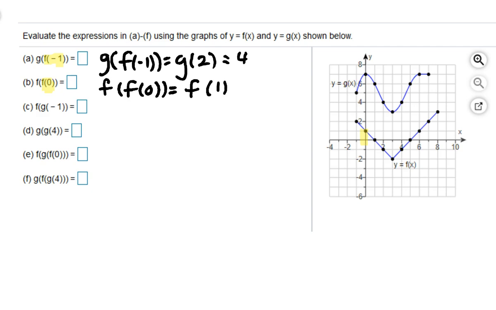So I worked out f of 0 to be 1. Now I want to work out what f of 1 is. Here's an x value of 1, and I'm already on the graph of f. That's a y value of 0. Let's try the next one. We have f of g of negative 1. We're going to work out that g of negative 1 first.